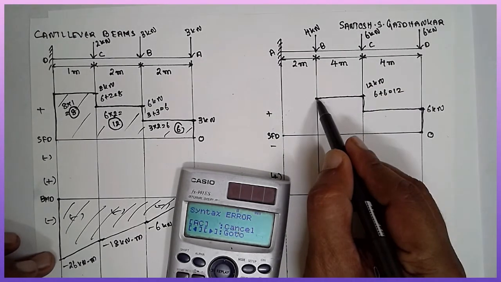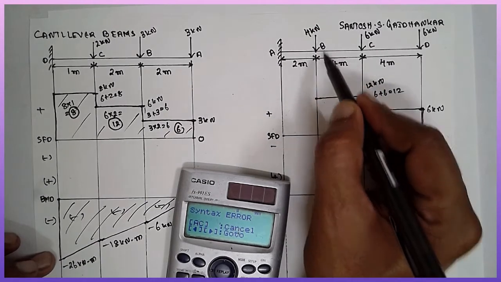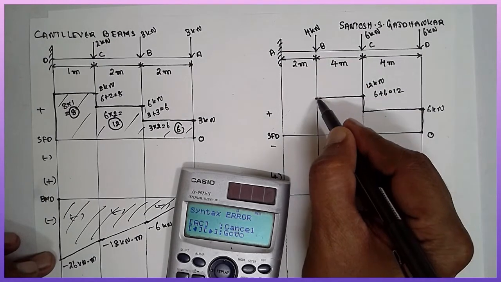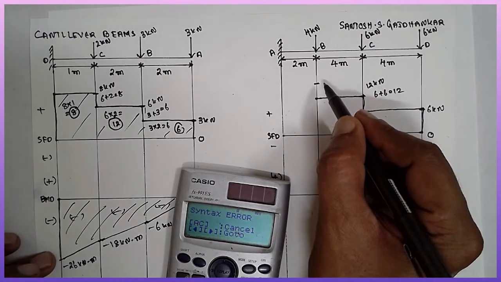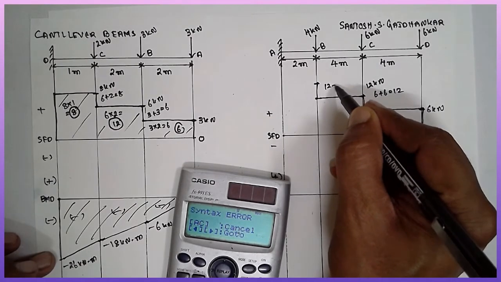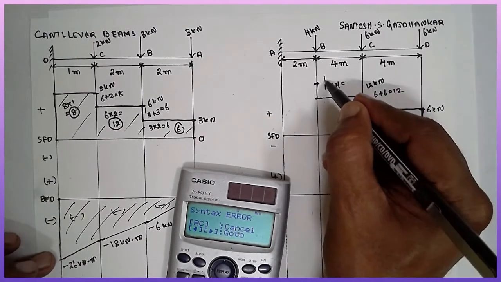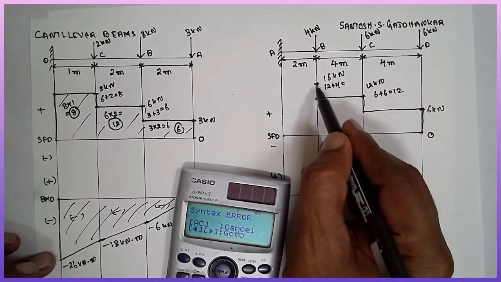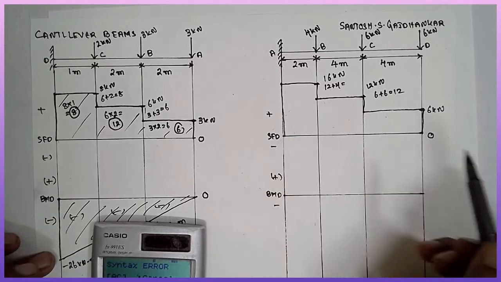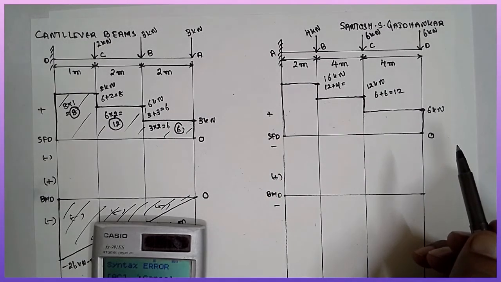Now, as it reaches here, again there is a downward arrow which indicates positive. 12 plus 4, it will be 16. 16 kilonewton. Further, there is no load. This completes your SFD. Now find out the area.